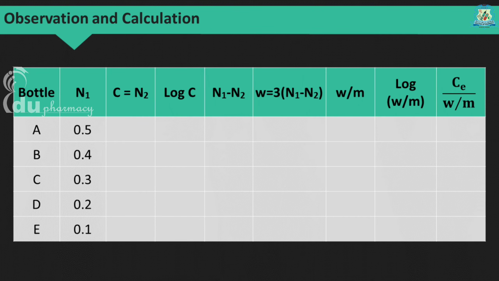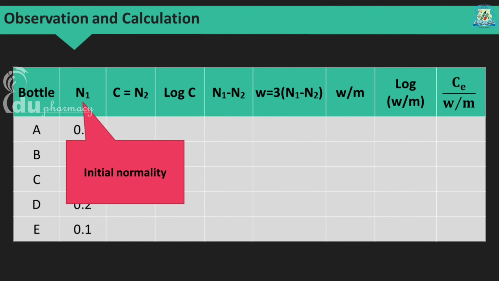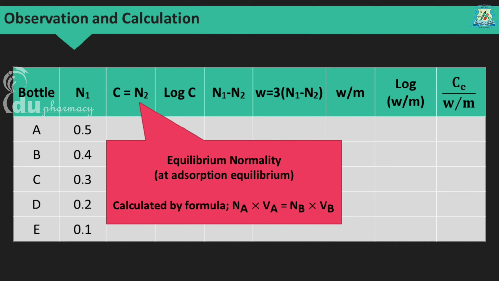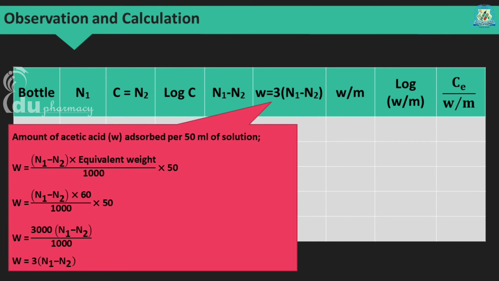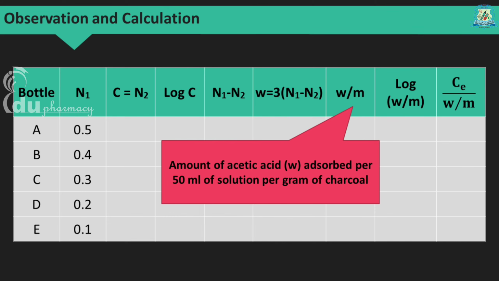Here you can see the observation table. N1 is the initial normality of acetic acid. CE or N2 is the equilibrium normality, which is nothing but the normality after the adsorption process. By using this data, we can calculate the amount of acetic acid adsorbed per 50 ml of solution per gram of charcoal, as you can see here. Other columns are needed as required to plot the graphs according to Freundlich and Langmuir equations of isotherm.